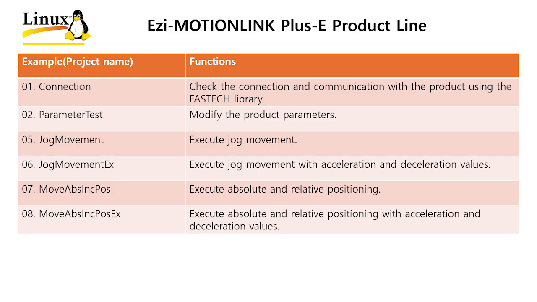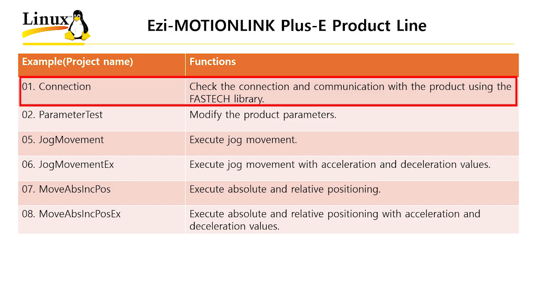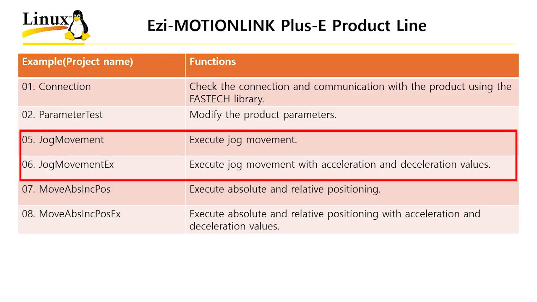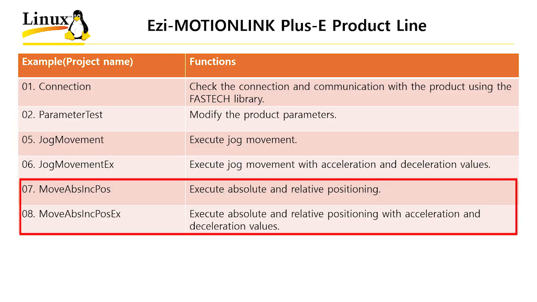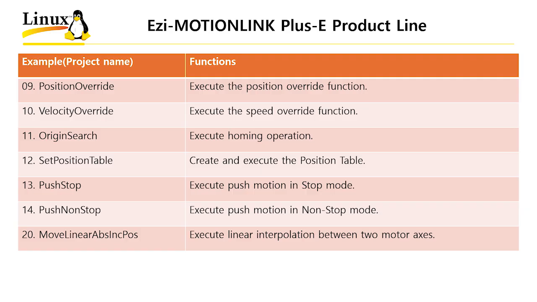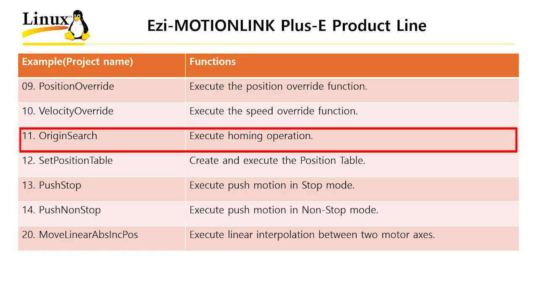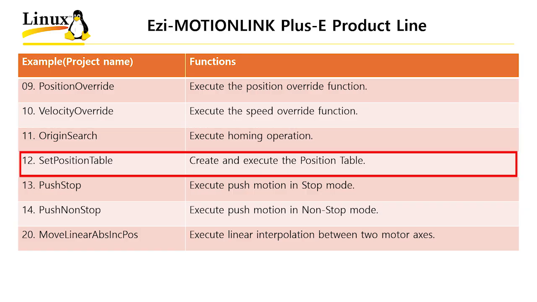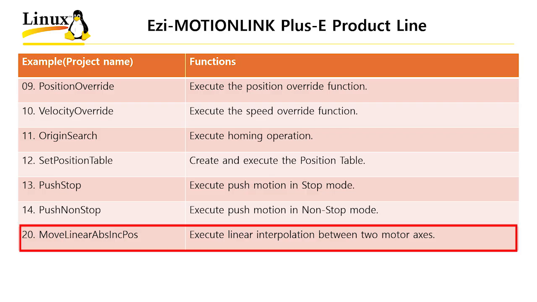Next, the Ezi-Motion Link Plus E product line. These examples include product connection and communication check, parameter configuration, jog operation, absolute and relative positioning. Additional examples include override control, homing operation, position table function, push motion, linear interpolation for dual-axis motor control.